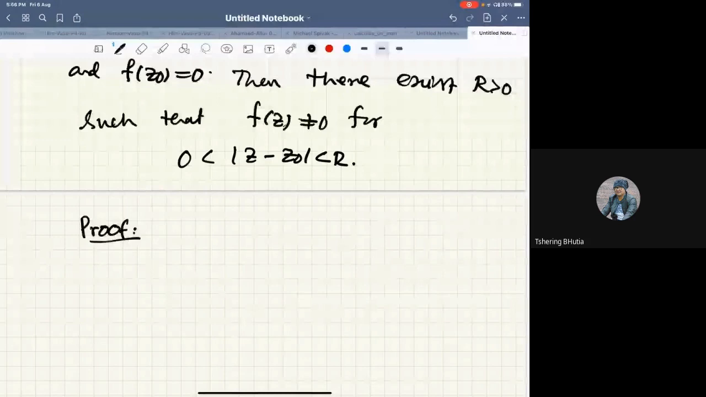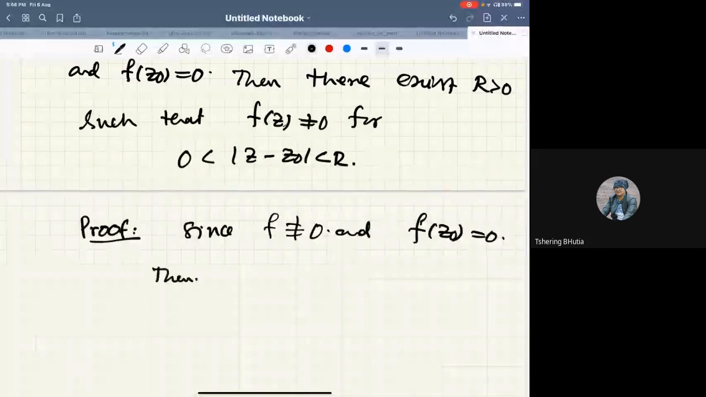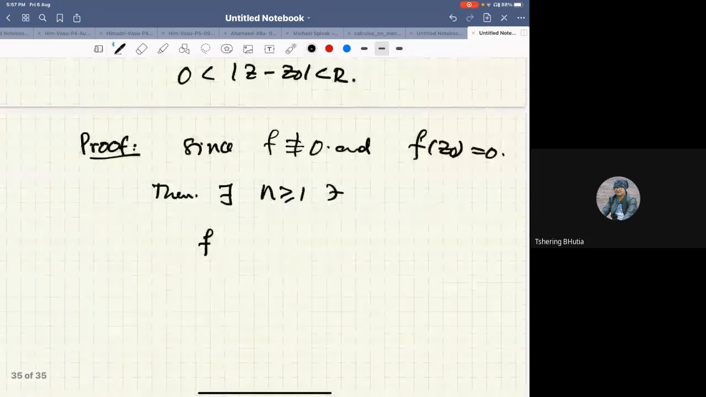So what is given? Given that f is not identically equal to 0 and f of z0 equals 0. So then there exists an n greater than or equal to 1 such that... we do not know whether z0 is a zero of order 1 or 2, we do not know. So we are assuming that z0 is a zero of order n.